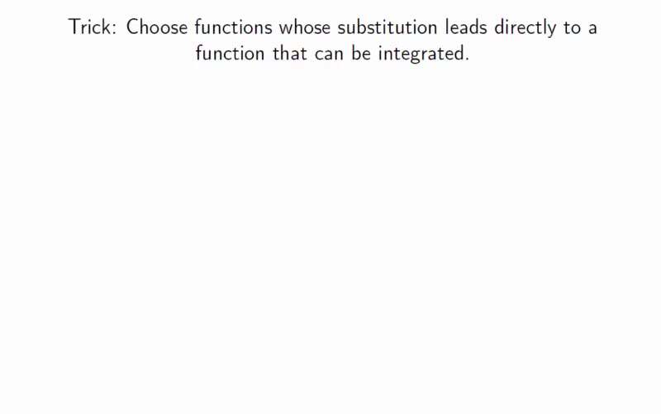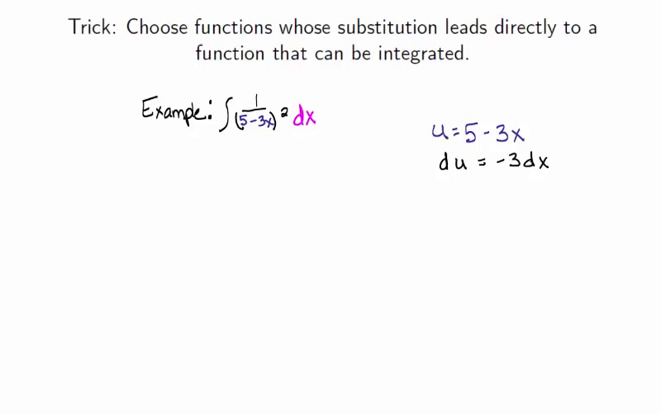Another trick with substituting is to choose functions whose substitution leads directly to a function that can be integrated. For example, we can try and integrate 1 over (5 minus 3x) squared. We can take the substitution u equal to 5 minus 3x. Then the differential du is equal to negative 3 dx. Dividing both sides by negative 3, we see that negative 1/3 du equals dx.